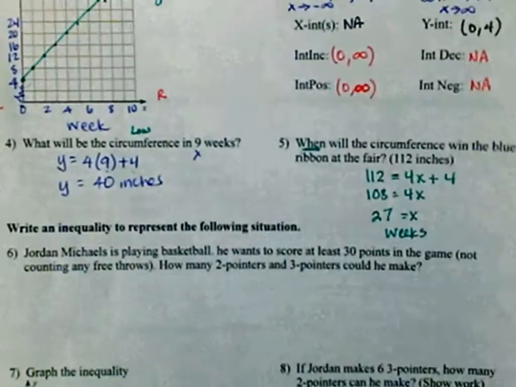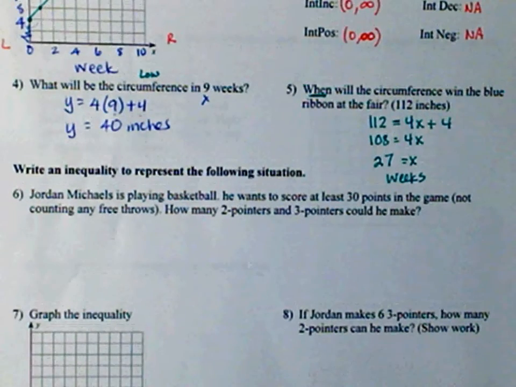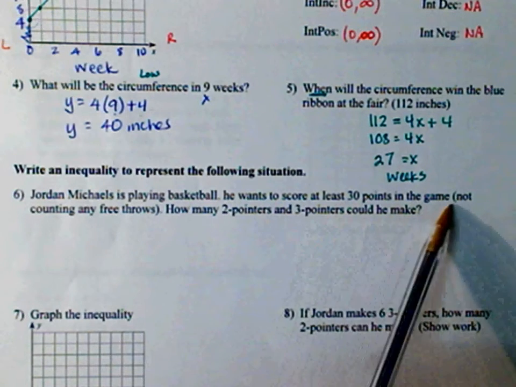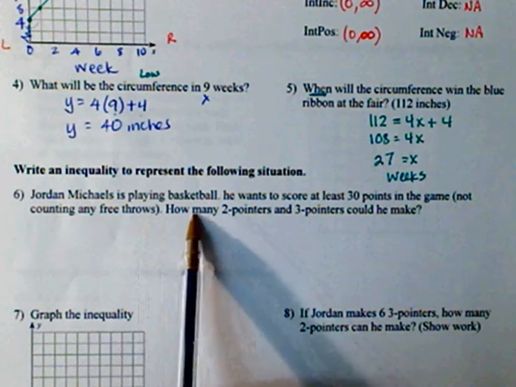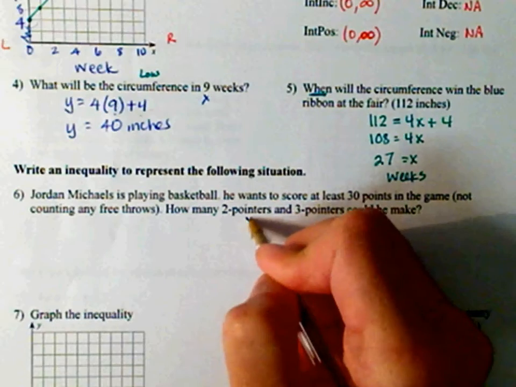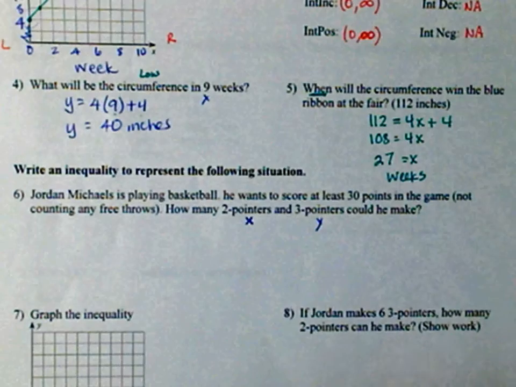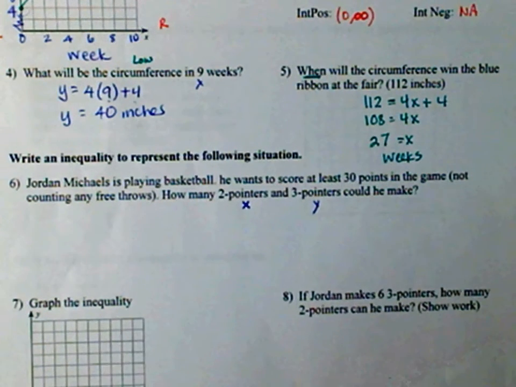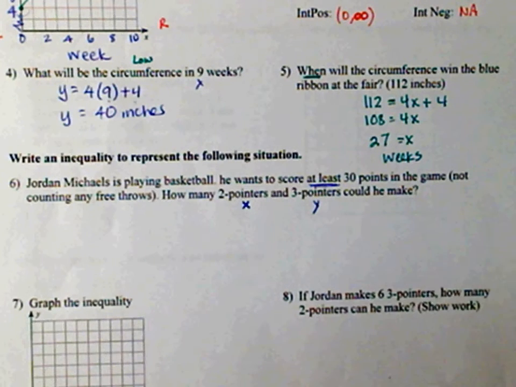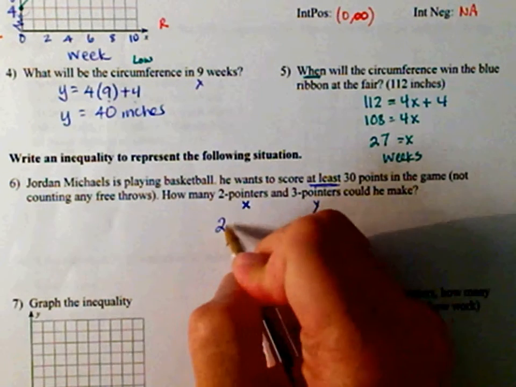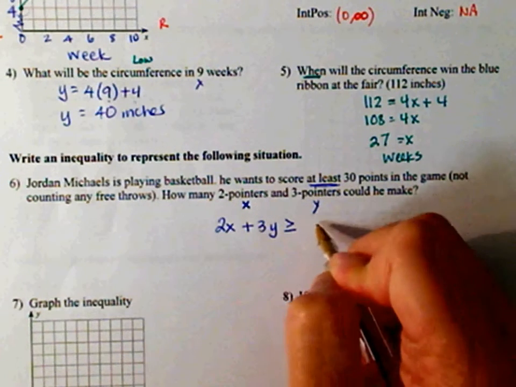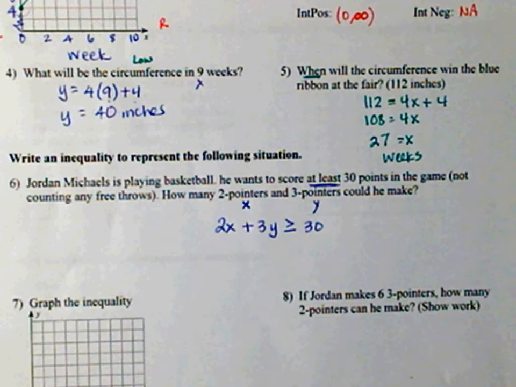On number 6, Jordan Michaels is playing basketball. He wants to score at least 30 points in the game, not counting any free throws. How many 2-pointers and 3-pointers could he make? Well, I'm going to label x to be my 2-pointers and y my 3-pointers. So, he wants to score, keyword here is at least. So he wants to score 30 or more. So you got 2-pointers plus 3-pointers, and he wants to score at least 30 or more. And so there you have your inequality, okay?